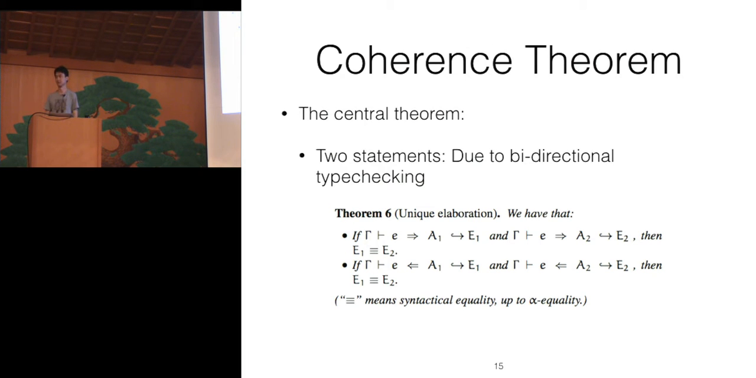So this is the central theorem of this calculus. There are 2 statements there because we use bidirectional type checking, but the spirit is the same. What this theorem says is that if you have elaboration into a target language, then the elaboration result must be the same. So it says that there will be a unique elaboration result in the target language.